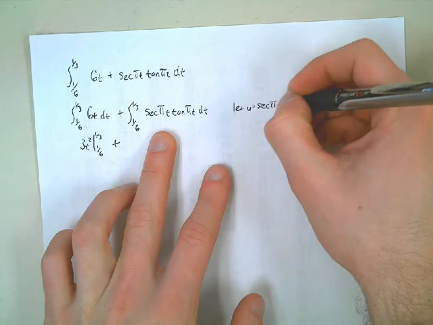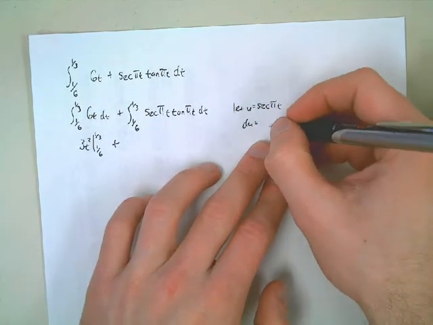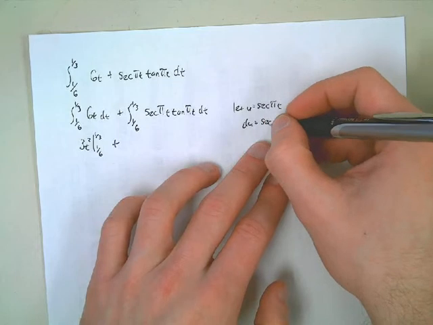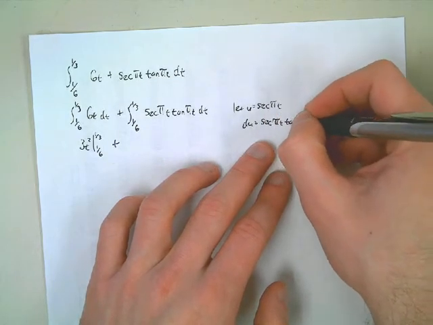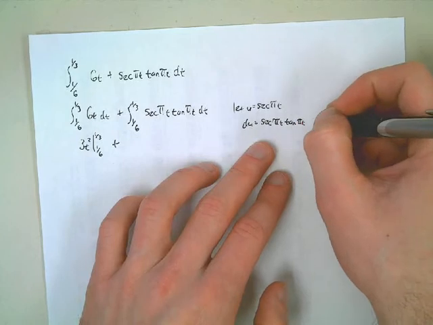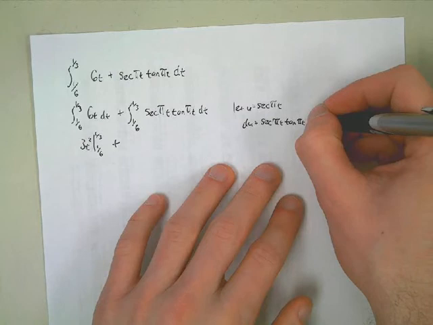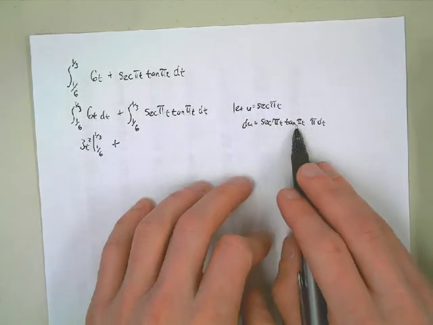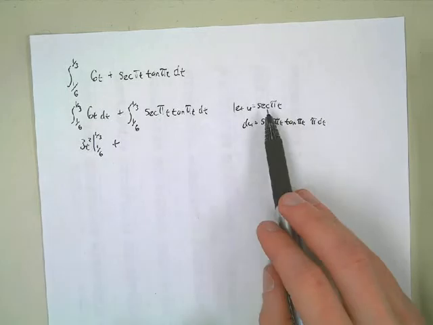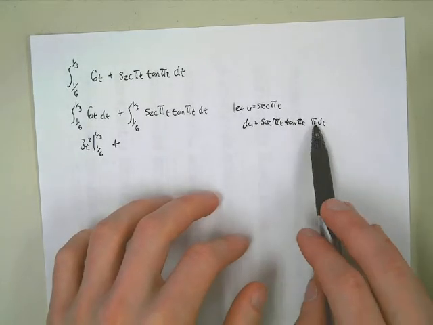Okay. Connor, what's the du going to be then? Secant pi t, tangent pi t, times pi dt, multiplied by the derivative of what's inside. Right? Chain rule there, don't forget that. So again, the derivative of secant pi t is secant pi t tangent pi t times the derivative of what's inside, pi, and then dt.